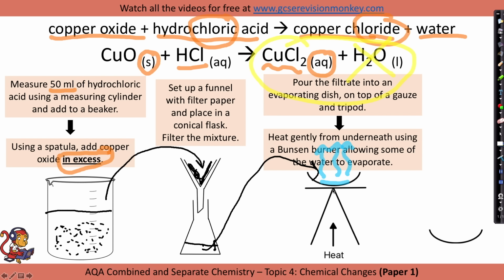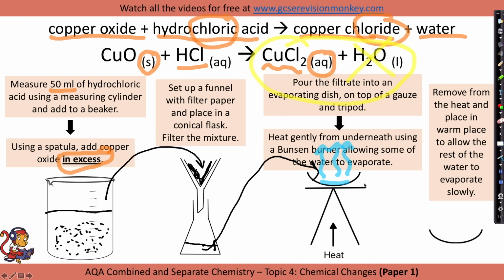So then our final step is to remove this evaporating dish from the heat and place it somewhere warm for the rest of the water to evaporate from the dish, and that will leave just our salt crystals behind. If you didn't leave it to evaporate slowly at the end, you wouldn't get the crystals forming like you want. Okay? In your method as well, you can describe this part of the process as crystallization.